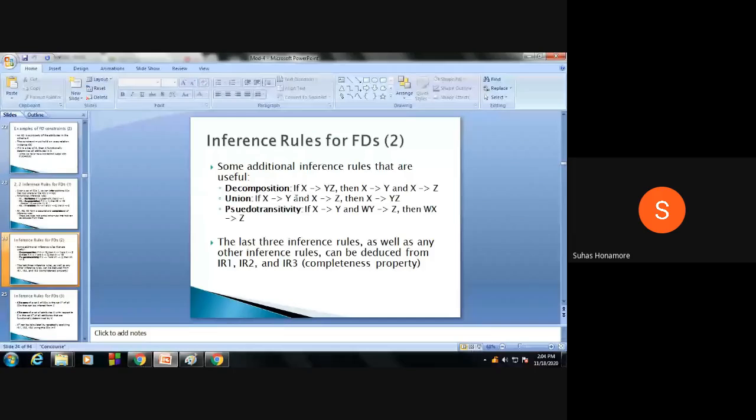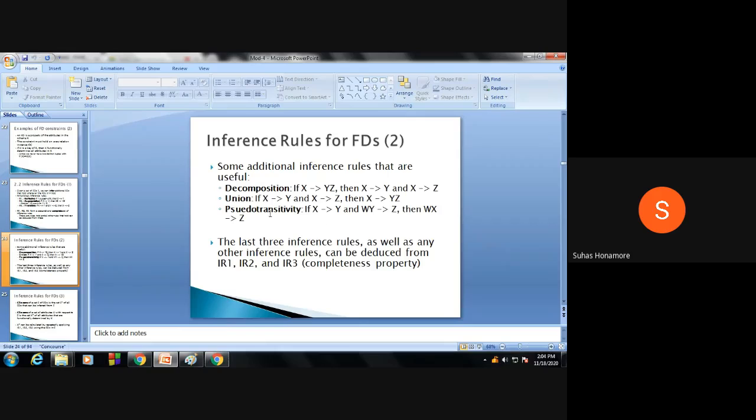Then union. x to y I can derive and x to z I can derive. It means x to yz I can derive. Here x to y is a separate functional dependency, and x to z I can also derive. We are just combining them and writing it now. So x to yz we can derive.